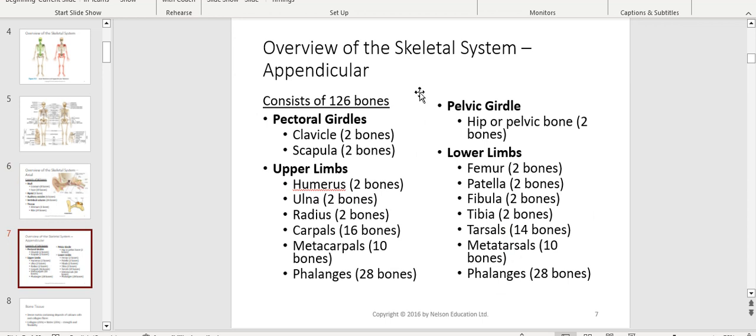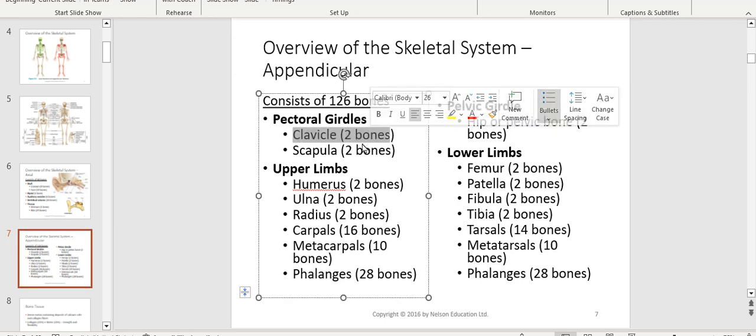Overview of the appendicular. Okay, consists of 126 bones. All right, there's your pectoral girdle. Okay, the pectoral, the chest there. You got the clavicle, 2 bones. Scapula on the back side. Clavicle there, that's your shoulder bone.